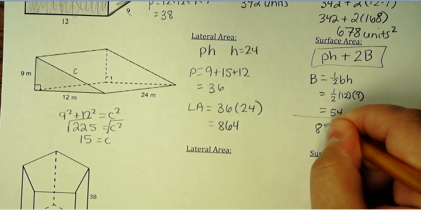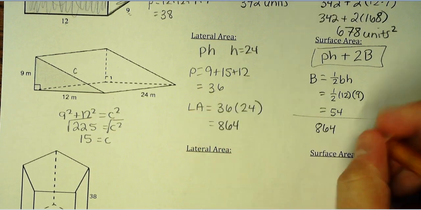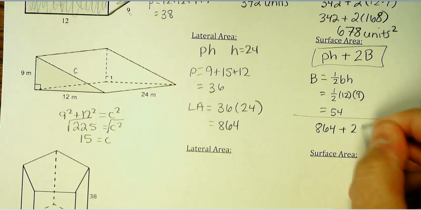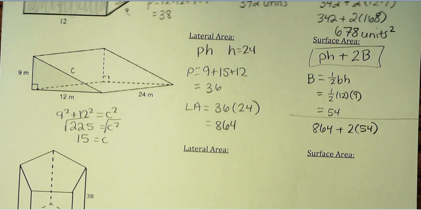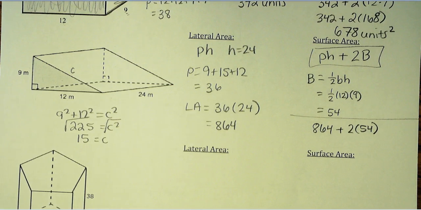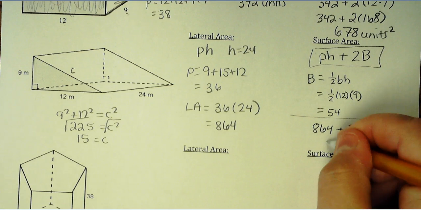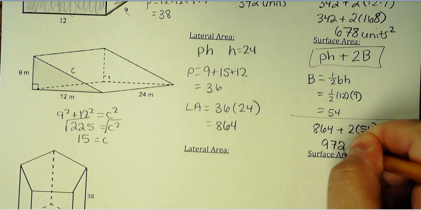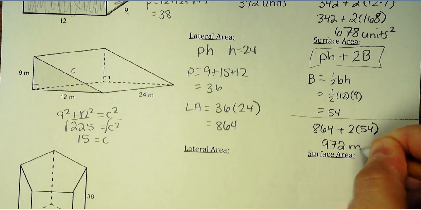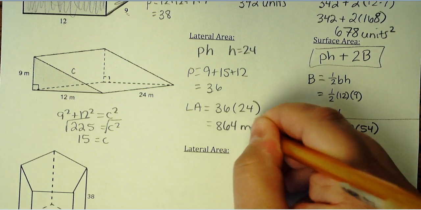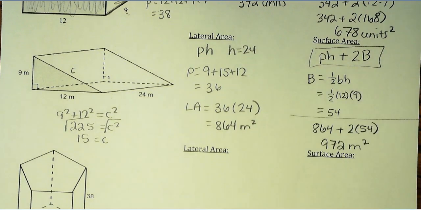So the lateral area we already know from over here, plus I've got two bases, each one with an area of 54. And so when I add those together, I'm going to get a total of 972. And this one I do have a label on. Sorry, I should put that on both. It's going to be meters squared.